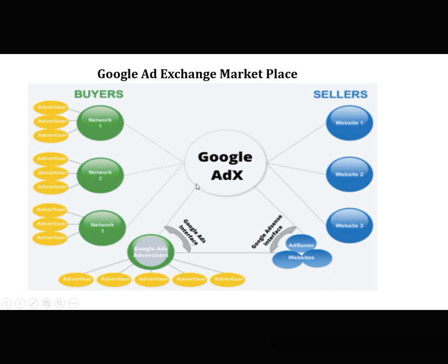This is Google Exchange. This is the single marketplace for completing this whole process of buying and selling, where the buyers are also placed on the same platform as well as the sellers are also placed on the same platform for an ad inventory. And this is the AdSense interface, where AdSense is there and websites are there. These are the sellers of website 1, 2, 3 through Google Ad Exchange, who are selling their ads through Google Exchange to different buyers on different ad networks, and Google Ads have their own set of advertisers.